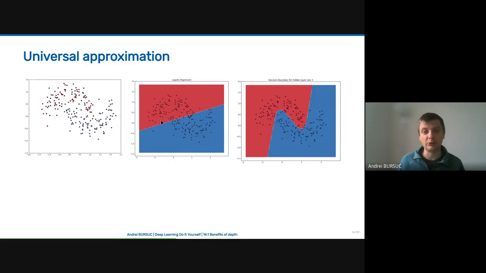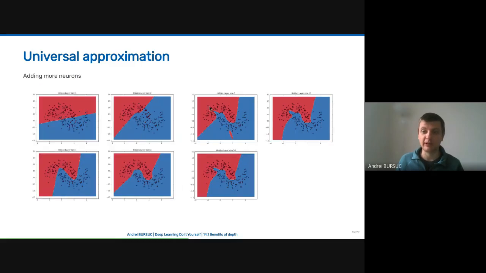So if you just use a simple linear classifier, we cannot separate better than that, right? We cannot have a more curvy area because we have practically just two parameters there to define our separation plane. If we start adding more neurons, so here I have a hidden layer with size 3, we can see that I can better capture the boundary between these two classes.